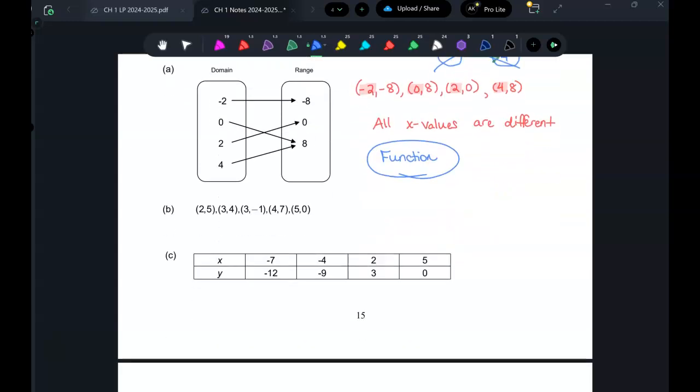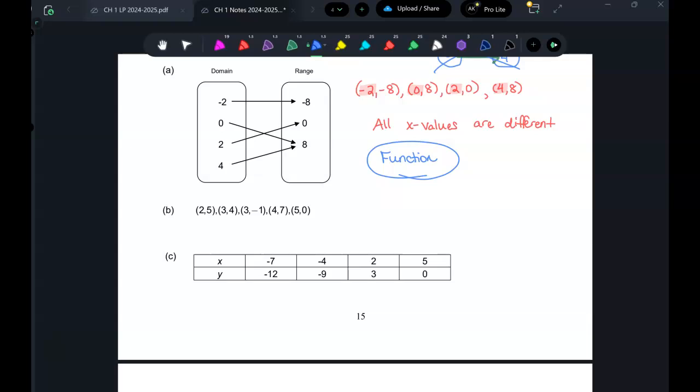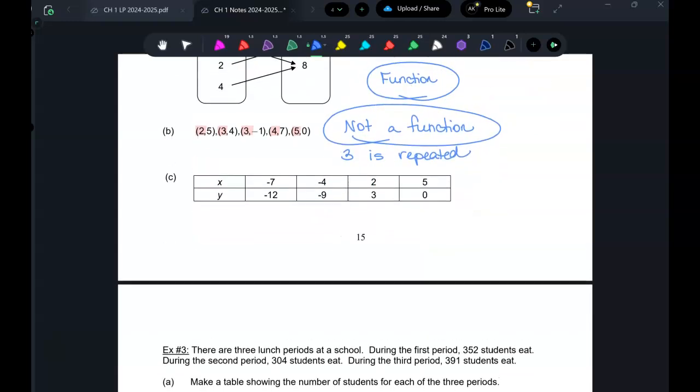Let's take a look at the next one where we have the ordered pairs. What are we looking at, the x values or the y values? X. Okay, so focus on the x values. Do we have any repeating x values? Yes. It's not a function, because there's a repeat. 3 is repeated.